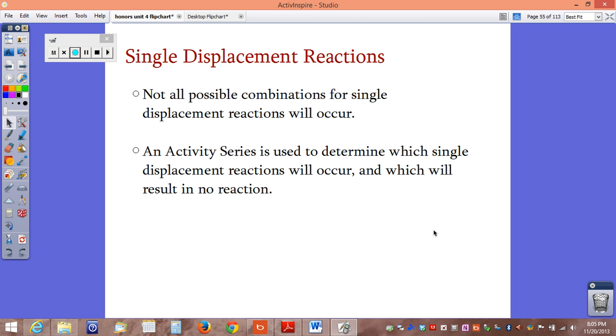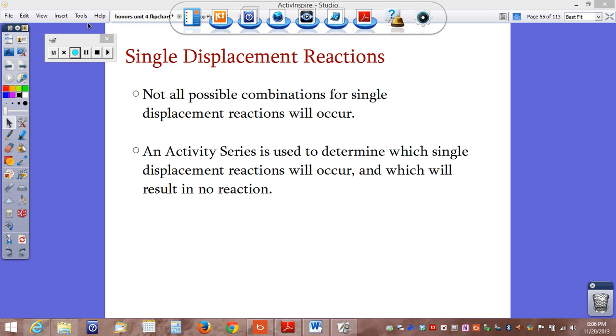Okay, single displacement reactions. As you know from yesterday, during the single displacement lab, not every single displacement combination will result in a reaction. Very similar to your double displacement reaction lab, not every possible combination will result in a reaction. In this case, you're going to use an activity series to determine whether or not the single displacement reaction will occur, or if there will be no reaction at all.